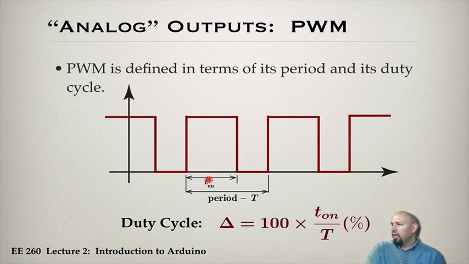The duty cycle is basically the on time divided by the off time, and we express that in a percentage. So 100% duty cycle means that it's on 100% of the time. 0% duty cycle means it's on none of the time. And so it can be on anywhere from 0% to 100%. That's called the duty cycle. And so that is a characteristic of the pulse width modulation.